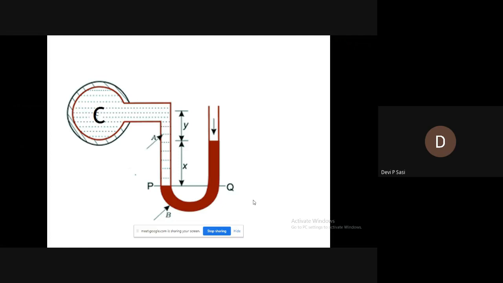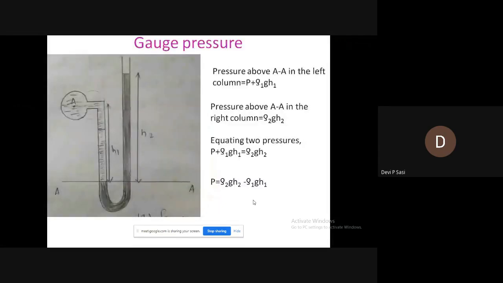Now, we have to consider two cases, that is, we have to obtain an equation. First, we can consider gauge pressure. I hope you are clear with what is gauge pressure and what is vacuum pressure.